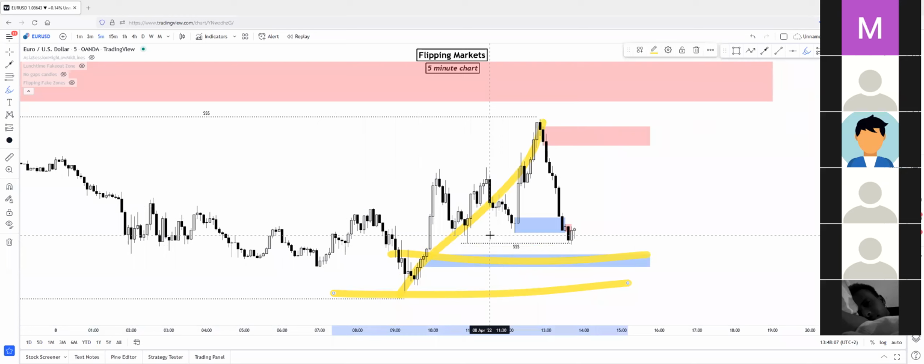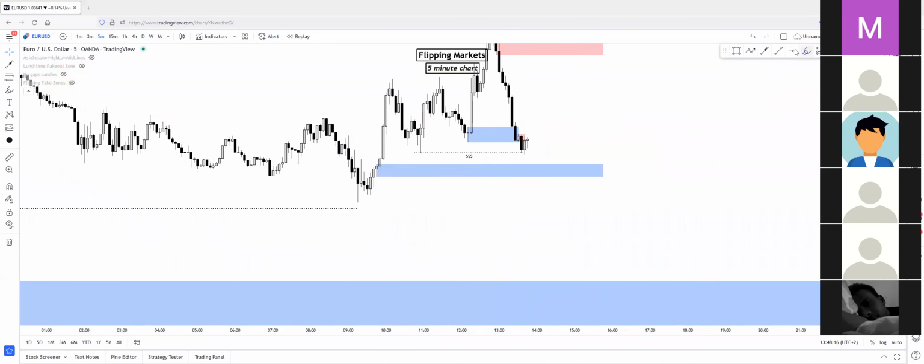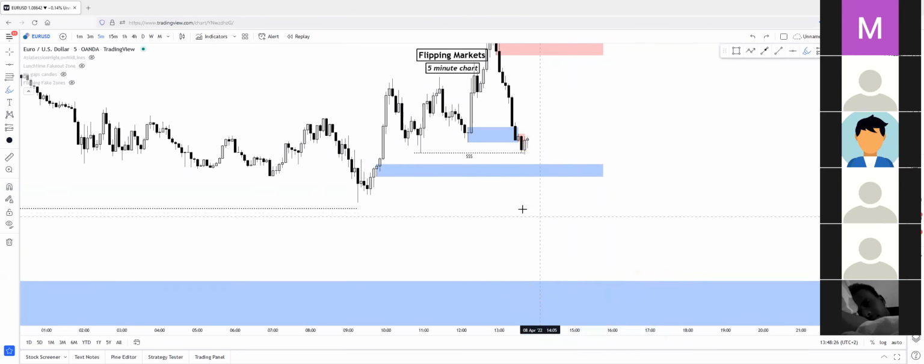Okay, just remember this: don't be caught up on the wrong side of the market. This demand will be broken for sure, and there's a liquidity line too. Everything lines up for this deeper demand area to be tapped, and all of the confluences are leading down to this zone. Okay, 1-minute chart.